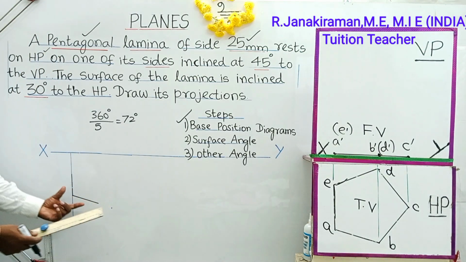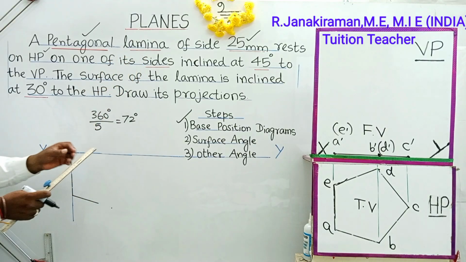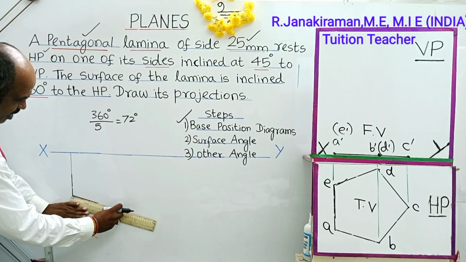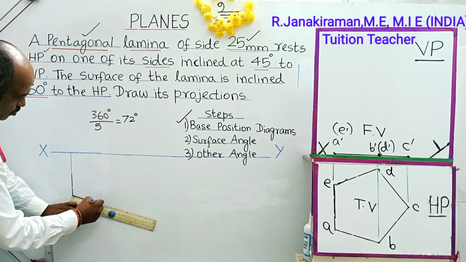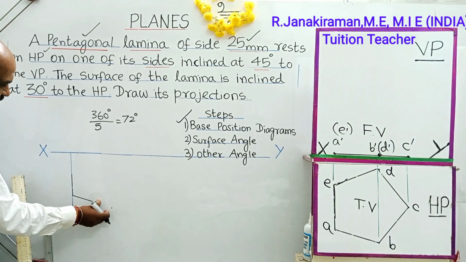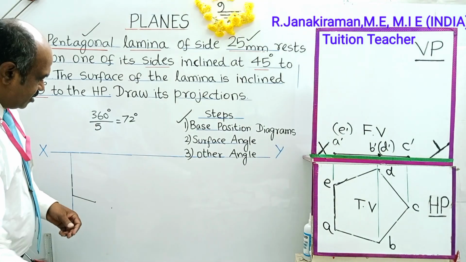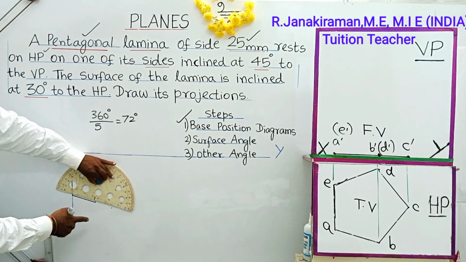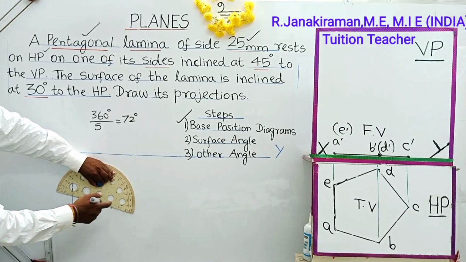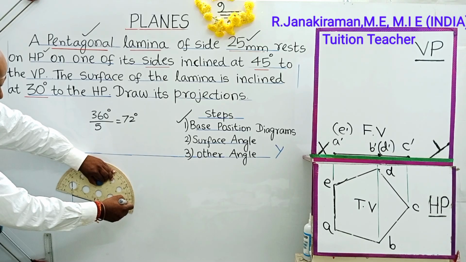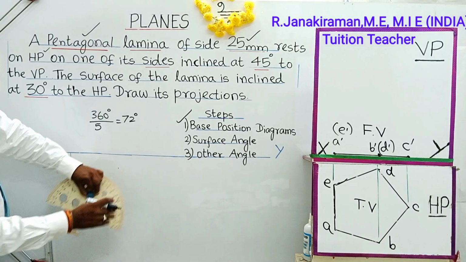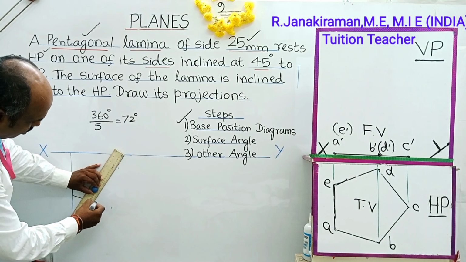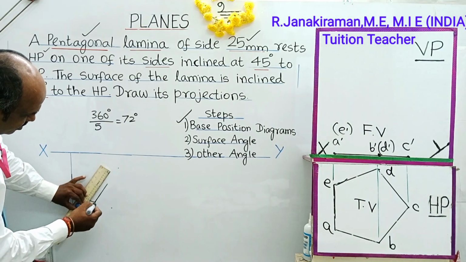Every time you have to take the size of the pentagon as 2.5 centimeter. On this line, mark a distance of 2.5 centimeter. The remaining length you can erase. Again, use a protractor. Keeping this point as center, mark an angle of 72 degree. Read like this: 0, 10, 20, 30, 40, up to 72. Mark the point. Join the marked points using a freehand scale. At the same time, you have to take 2.5 centimeter on this line.